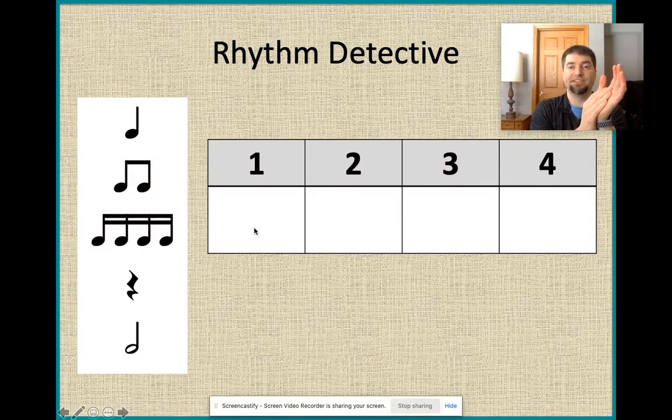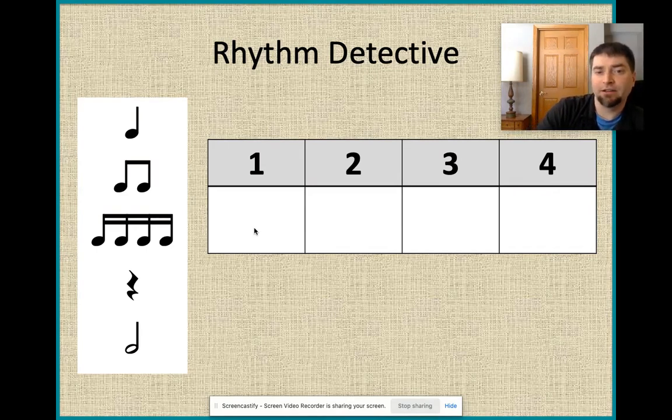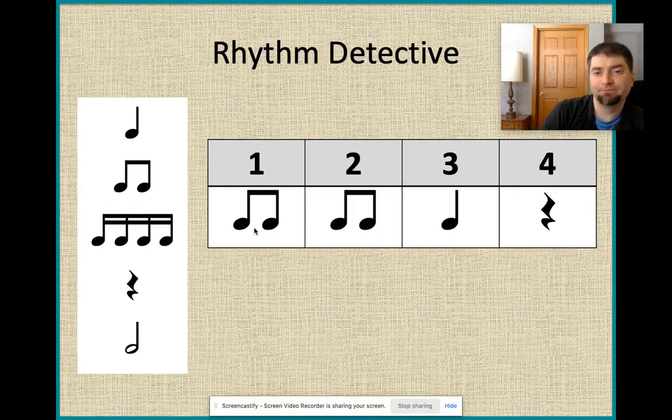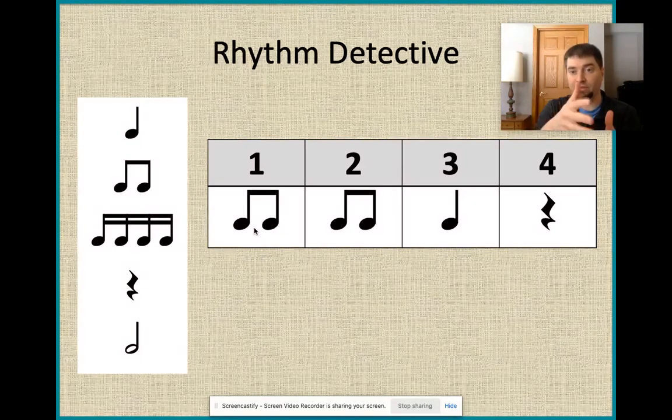Ready? Here it is again. All right, let's see if you got it. Here was the rhythm. It was do, day, do, rest. Hopefully you got close, maybe a little bit here and there. Maybe you got the whole thing.